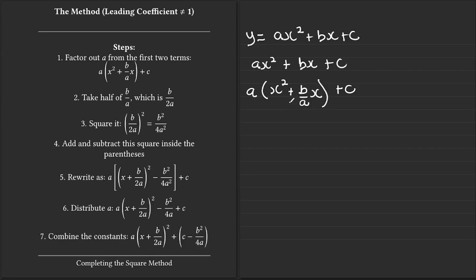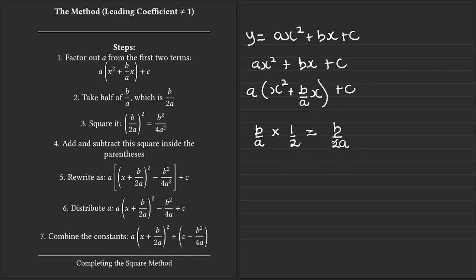Now, you take half the coefficient of what? X. Half the coefficient of x. The coefficient of x is b over a. So if you are taking half of it, it simply means you are multiplying it by 1 over 2. If you multiply this by 1 over 2, we have b over 2a.